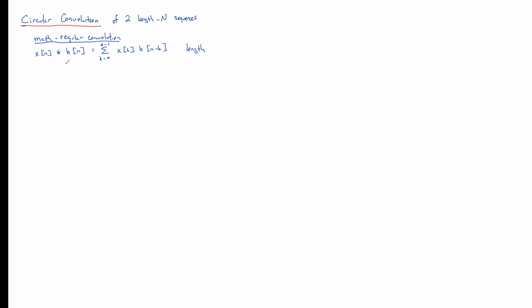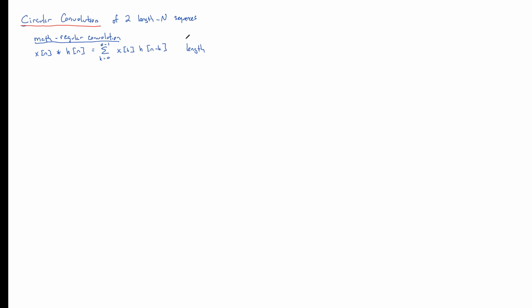And for every sample y of n, for y of n equals 0, we're going to have to do the summation. And then for y of n equals 1, we're going to have to do another summation. And for y of n equals 2, we'll have to do another summation. So this summation is not a summation we do once. It's one that we do capital N times. And every time we do that summation, it's the summation of N different values. So we're doing a total of order N squared multiplications and additions total.